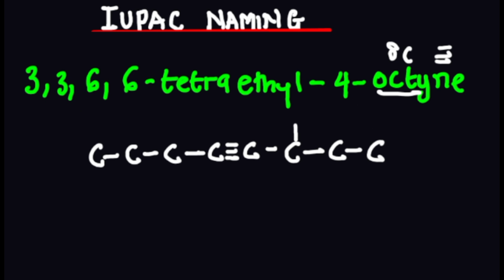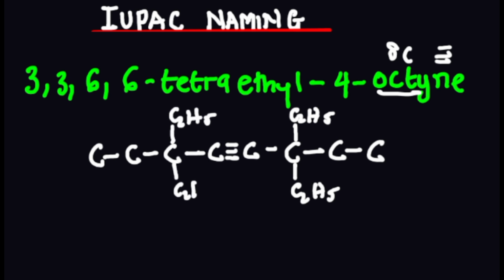So at this point, we're going to have C2H5, right? And at this point, we're going to have C2H5. That's on position 3. Then on position 6, 1, 2, 3, 4, 5, and this 6, right? We're going to have another ethyl group, C2H5, and then another C2H5. That's what we're going to have.